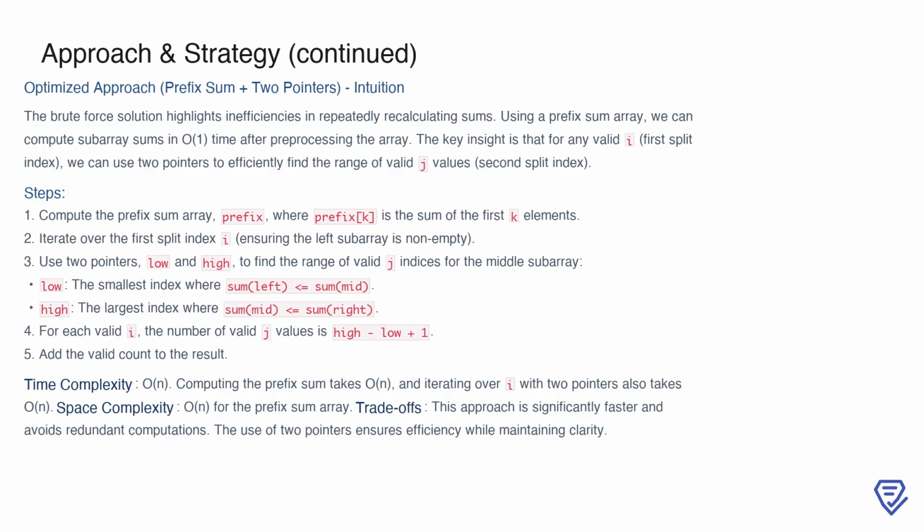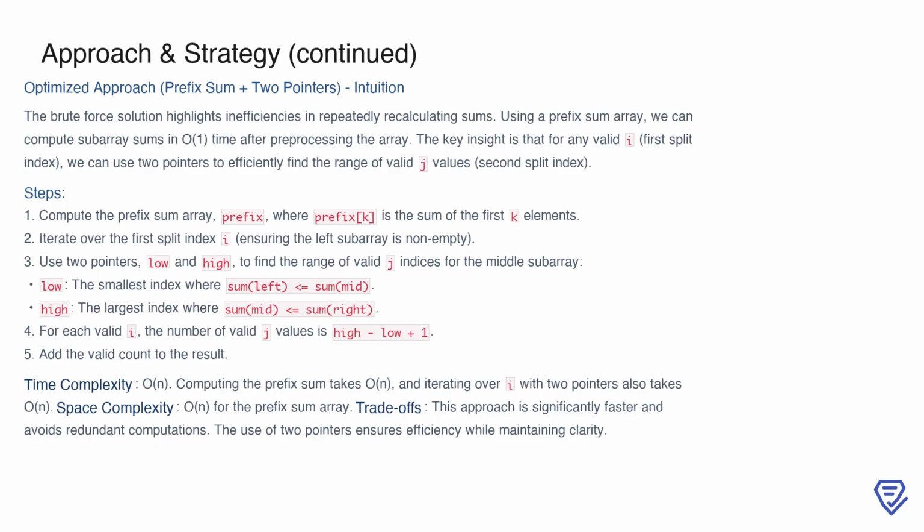elements. Once the prefix sums are prepared, we iterate through the array to determine the first split index, ensuring the left subarray is non-empty. For each valid first split index, we use two pointers to identify the range of valid indices for the middle subarray. The lower pointer finds the smallest index where the sum of the left subarray is less than or equal to the middle subarray, while the upper pointer identifies the largest index where the sum of the middle subarray is less than or equal to the right subarray.